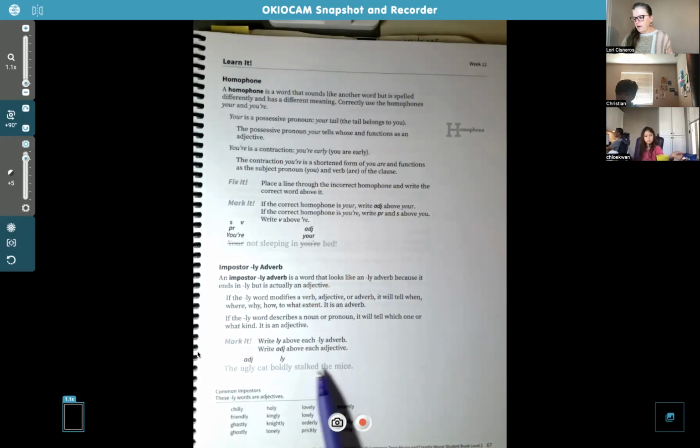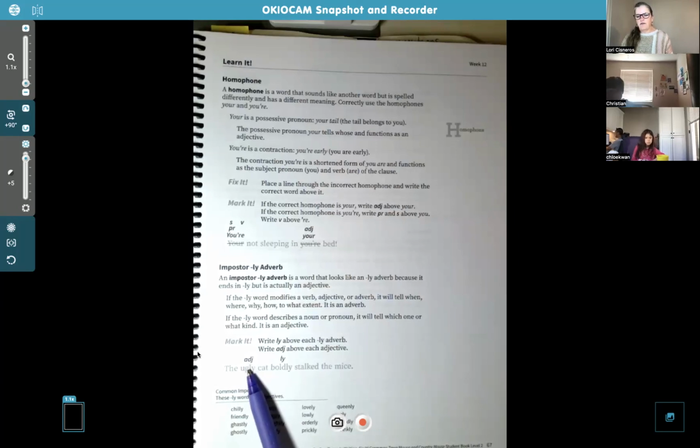Here's your example. The ugly cat boldly stalked the mice. We have two ly words here. The first one is telling about the cat, which is a noun, right? The ugly cat. It's telling what kind of cat? An ugly cat, right? That makes it an adjective.